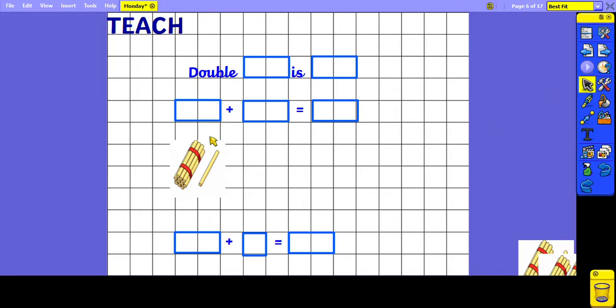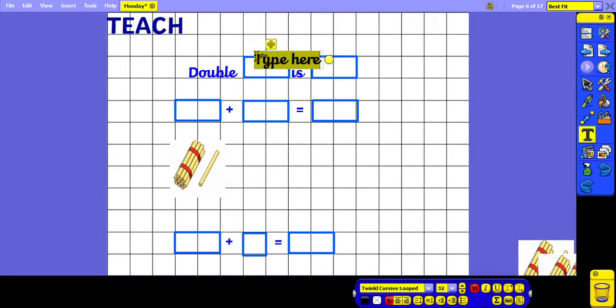So this time we've got some straws, and when we have a bundle of straws, we bundle them into 10. So we've got 10 here and 1, and 10 add 1 is 11. So altogether here we've got 11, and we're going to double it. So when we're doubling 11, we're doing 11 add 11.